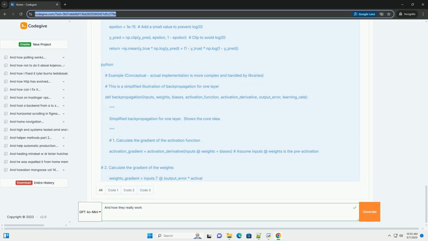7. Conclusion. Neural networks are a powerful tool for solving a wide range of machine learning problems. This tutorial has provided a comprehensive overview of the fundamental concepts, architectures, training algorithms, and practical code examples. Remember that building and training successful neural networks requires experimentation, careful data preparation, and a thorough understanding of the underlying concepts. Good luck and have fun exploring the world of neural networks.